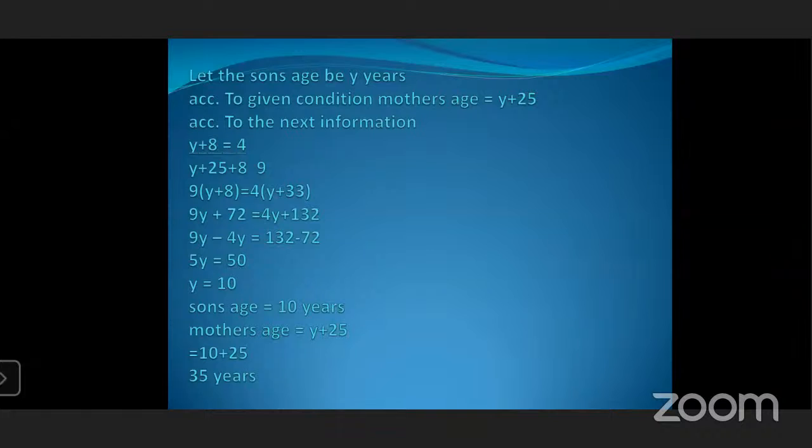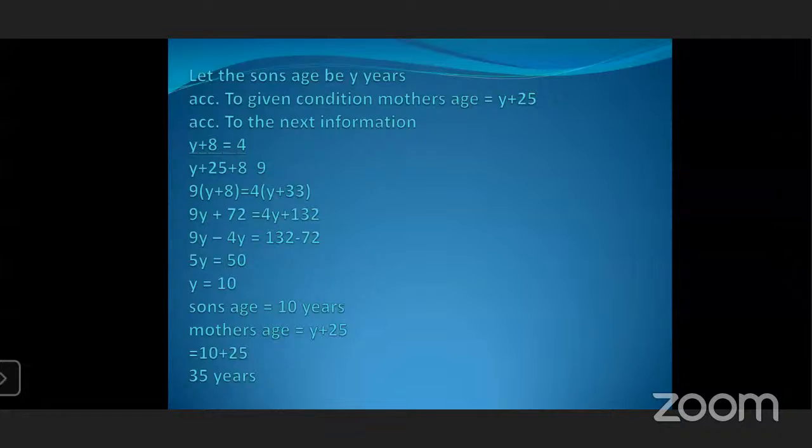Son's age is 10 years. Mother's age is 25 more, so that is 35 years. So 10 years and 35 years. देखो बच्ची की उम्र 10 साल. Mother's age is 25 years more, that is 10 plus 25, 35 years. You can even add and check your answer if you want to.